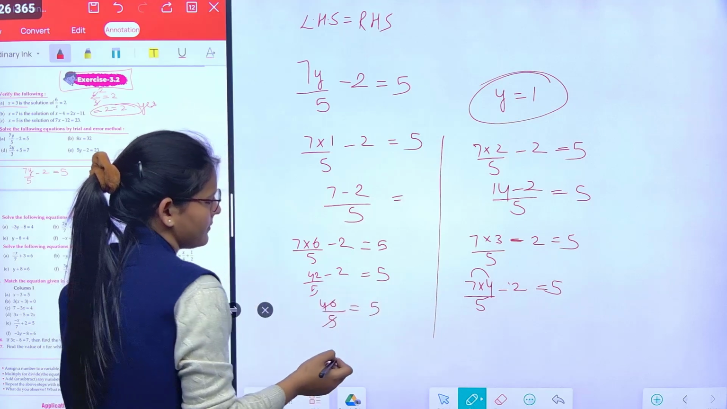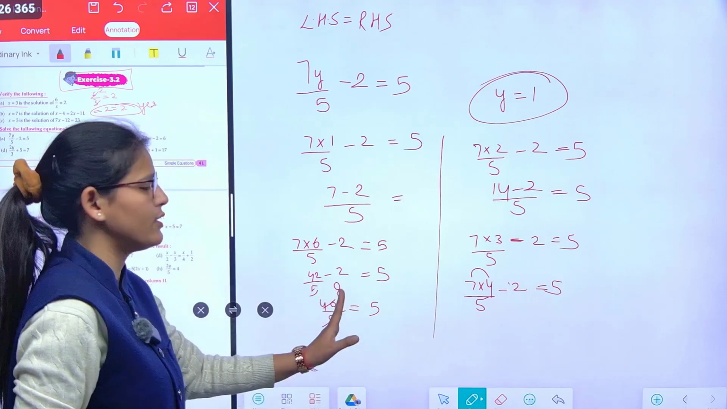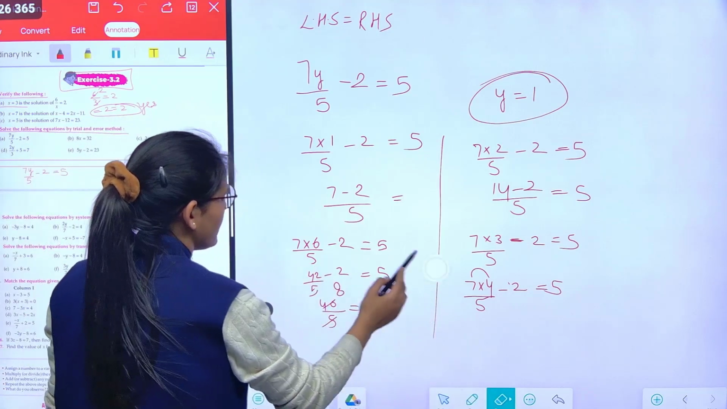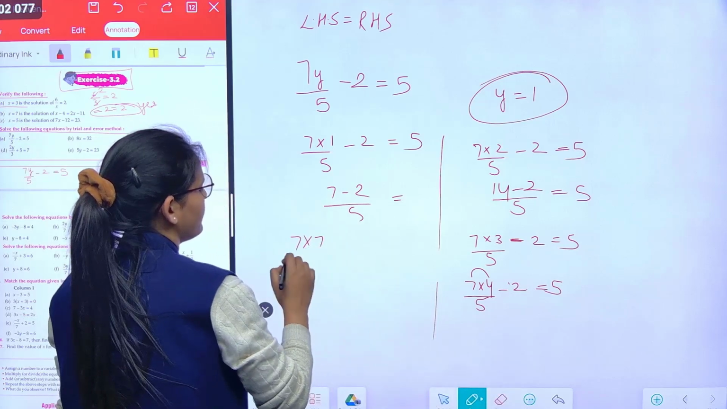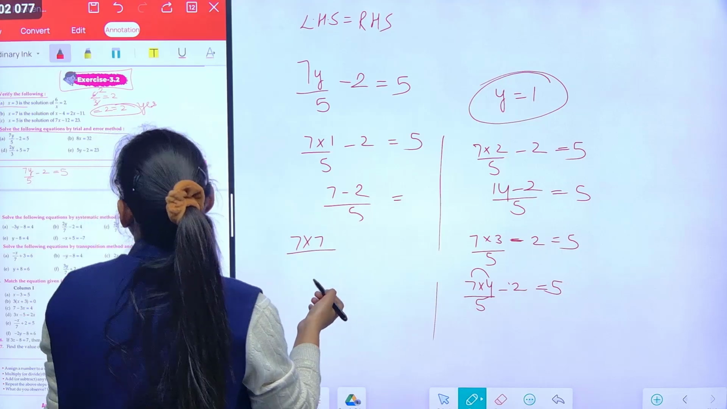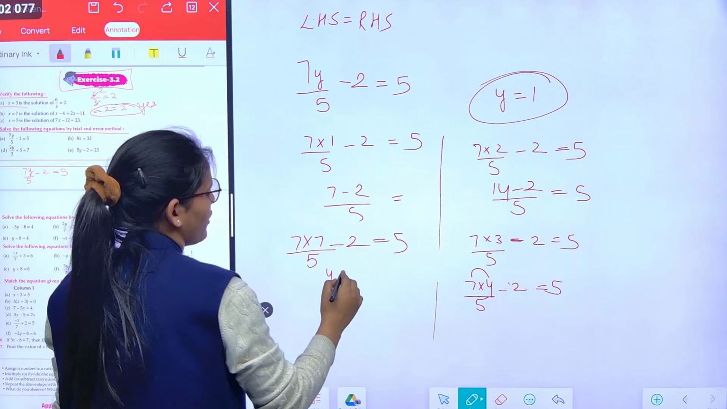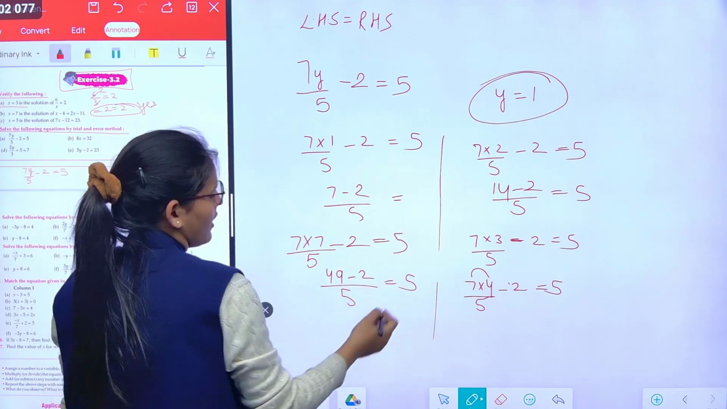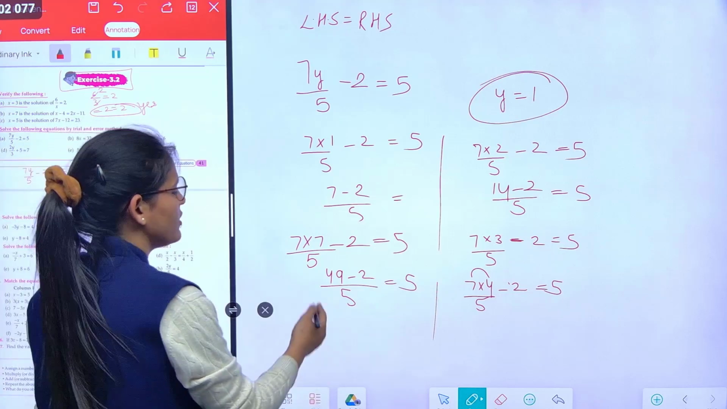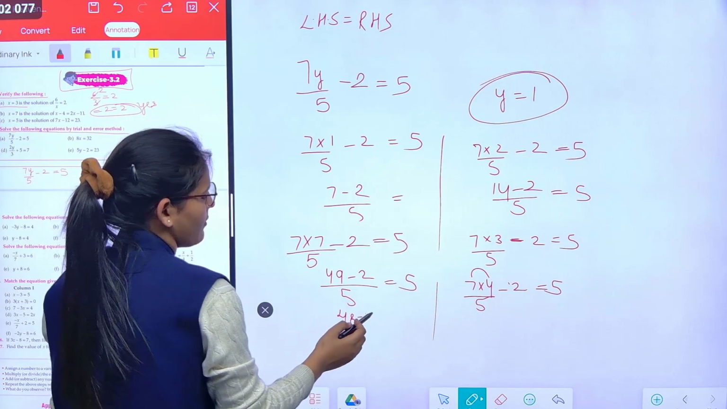5 8s are 40. Now class, still it will not be equal. 8 is equal to 5. Now we put 7 in place of y and see. 7 7s are 49 minus 2 upon 5. Now class, what will it be here? 48. Now 48 minus 2.